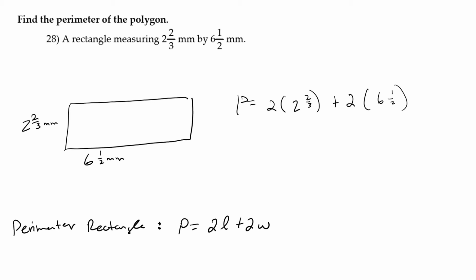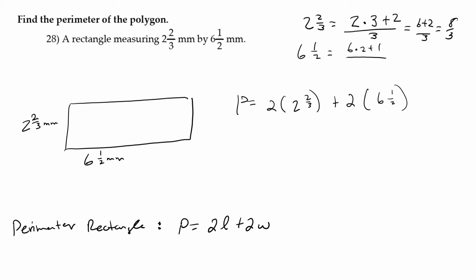All right, and so I would probably convert these first, makes it easier for me. So 2 2/3 is the same as multiply the whole number times the denominator, add the numerator, keep the denominator. So 6 plus 2 over 3, so 8 over 3. And then 6 1/2, same thing. Multiply the whole number by the denominator, add the numerator, keep the original denominator. So 12 plus 1 over 2, 13 over 2.